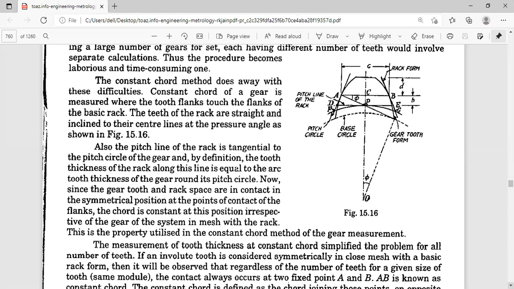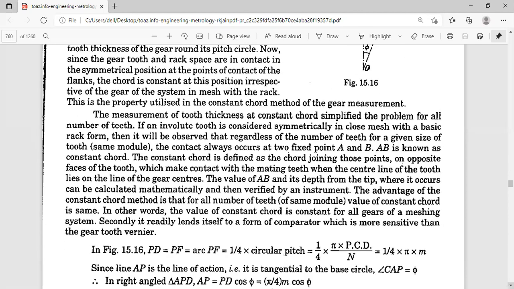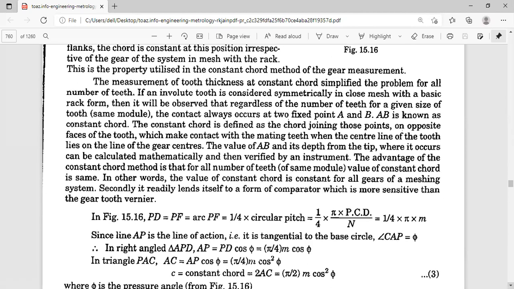Just try to name the salient, important points. PD is equal to PF, and PF is not a straight line, it is an arc, and you have to take that arc as 1/4 of the circular pitch, 1/4 PC. But what is PC? PC is equal to pi into m, the product of pi and m, because PC is the circular pitch, pitch circle diameter over number of teeth, so it is the product of pi into m.